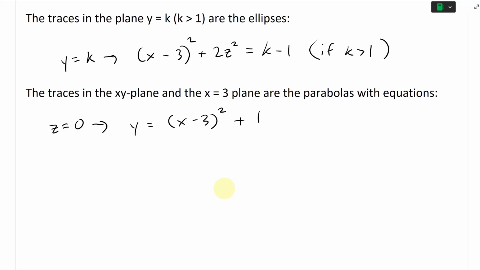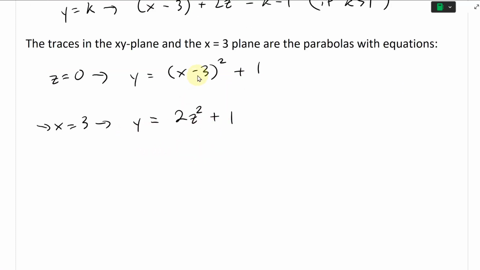And then the x equals 3 plane, the reason is that this is shifted. So if x equals 3, this vanishes to 0. And then similarly, y equals, moving the 1 over, 2z squared plus 1. So again, shifted there, this is on the vertical side there. So this is the vertical parabola, this is the z, and this is the horizontal parabola. Again, all shifted by 1 there, and this is also shifted by 3 on the x-axis. And we can see that because this is the x equals 3 plane there.